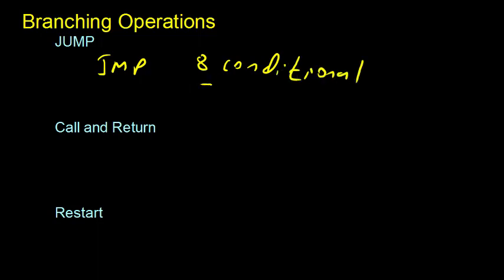So conditional jumps are similar to if-then, switch case and so on, and this jump is equivalent to the go to instruction of C. So we have one unconditional jump and 8 conditional jumps. Okay, we will see in detail afterwards.